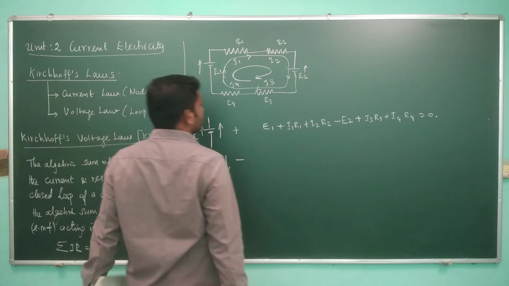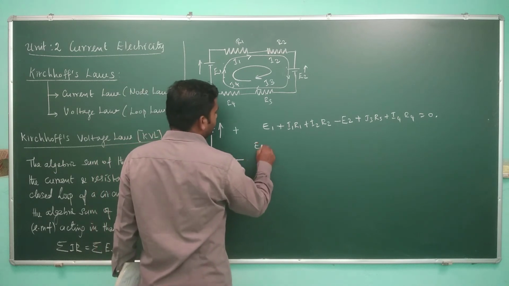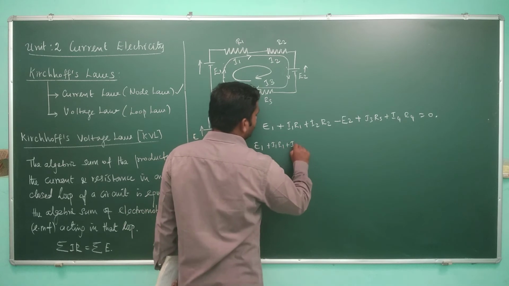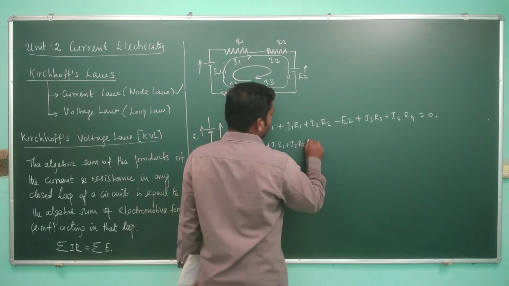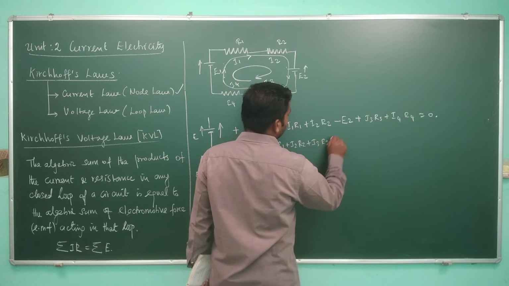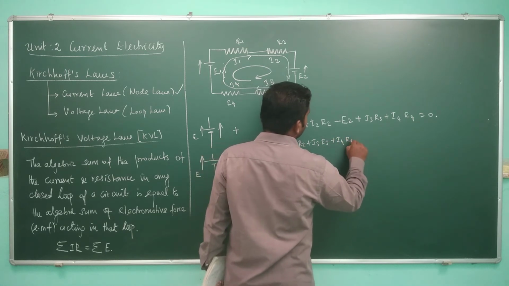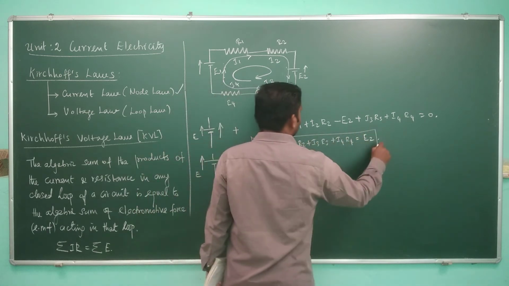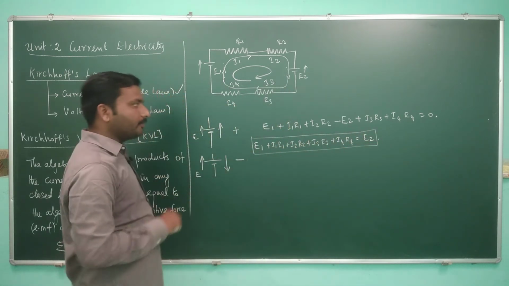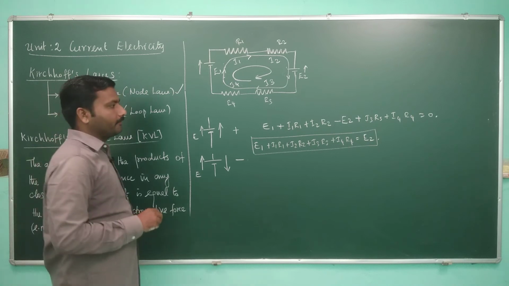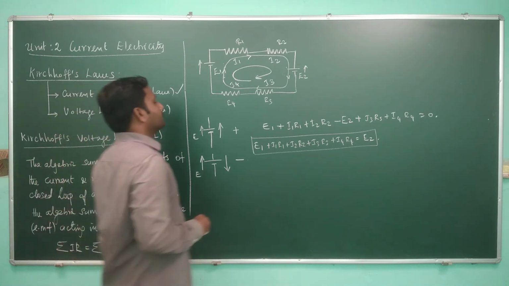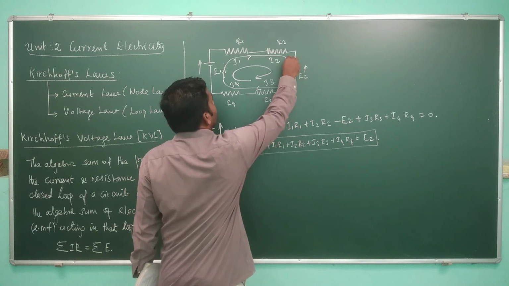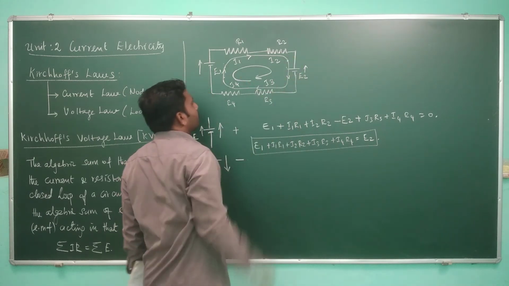Okay, fine. Now if you rewrite this equation, we can write E1 plus I1 R1 plus I2 R2 plus I3 R3 plus I4 R4, which is equal to E2. It may be confusing you. Okay, fine. Let us rewrite this equation. Let us again write the equation from this point. Let us start at this point and we will close the loop. Now we will get to know.